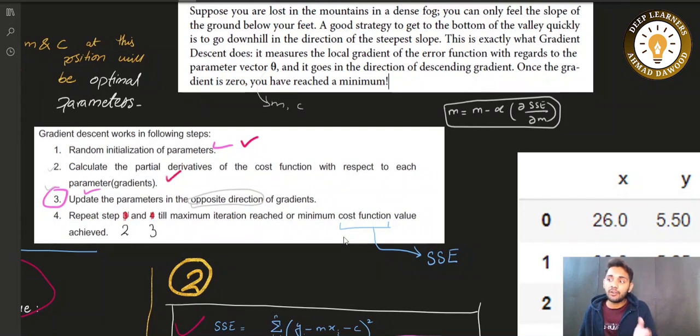Then we update our parameter values in this way, having some learning rate. Then we repeat steps 2 and 3, meaning after updating parameters, we again calculate partial derivatives and again update parameters. We repeat calculating the partial derivatives and updating the parameters until we get our parameters for the best fit model. This was the process of gradient descent.